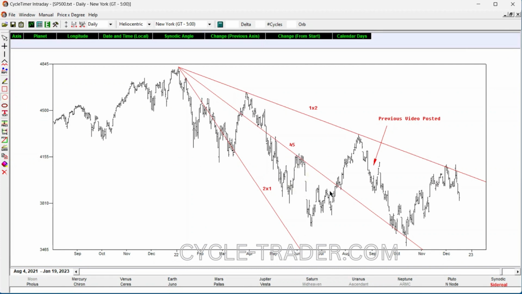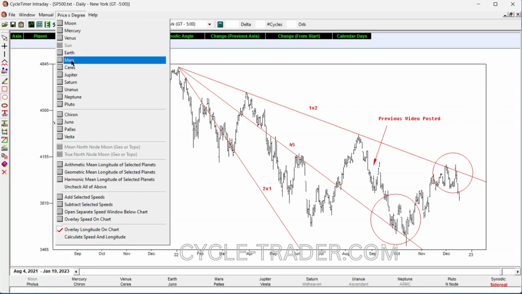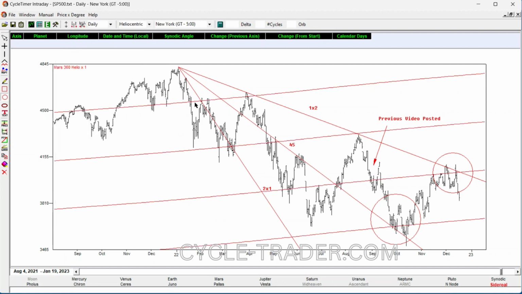This is an updated chart that was used in the previous video showing Gann's diagonal angles. After that video was posted in early September, the S&P dropped down to the 45-degree angle, then rallied back up to the 1/2. Again, the correct scaling of 6.5 trading hours per day is needed, as shown in the previous video. Heliocentric is used and price by degree is selected from the top menu. Mars is checked. It's easy to see from this chart where the support and resistance comes in. Especially powerful trend reversals occurred where the price by degree aligned with the diagonal angles.